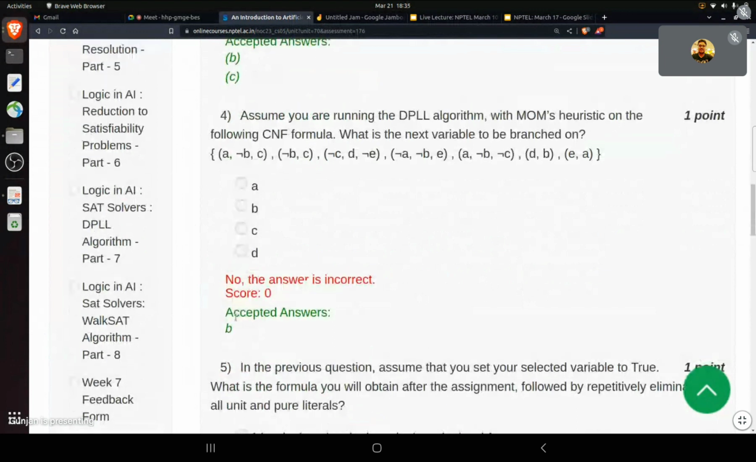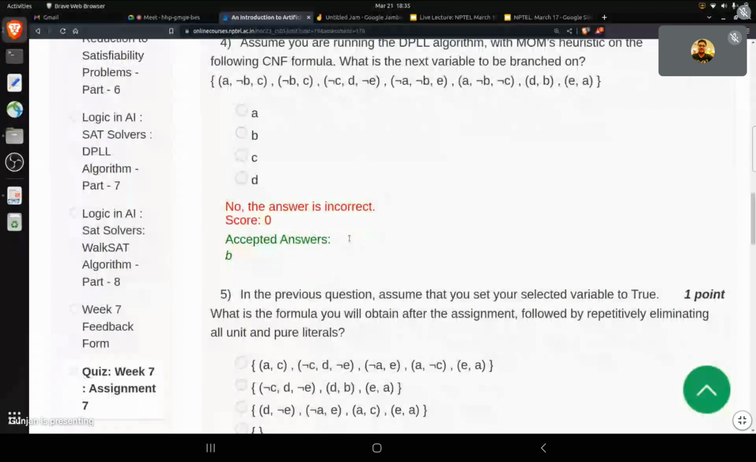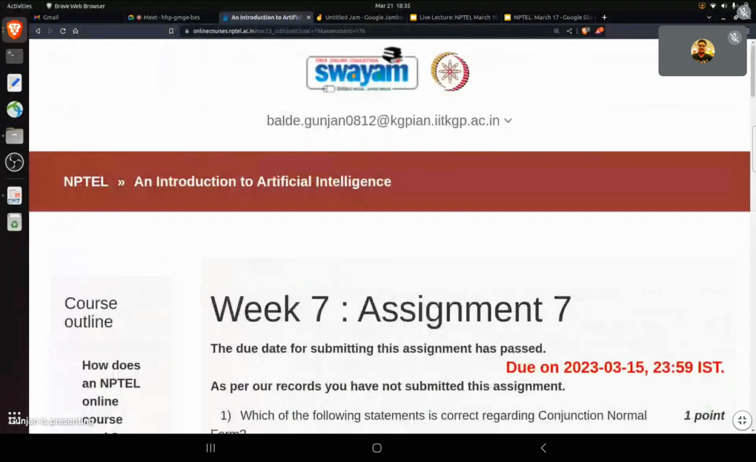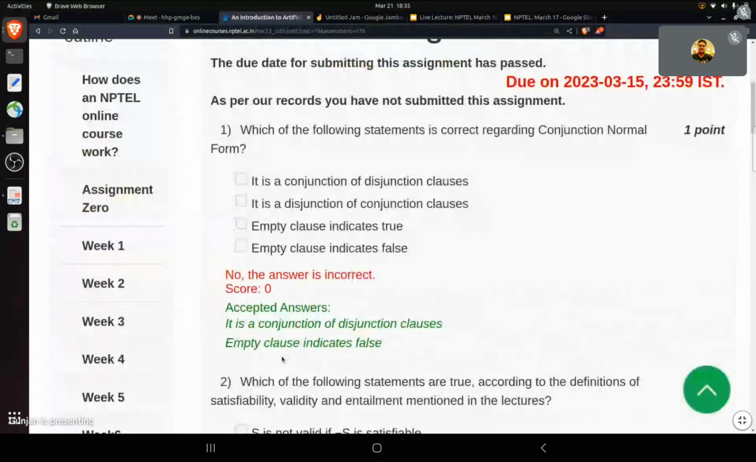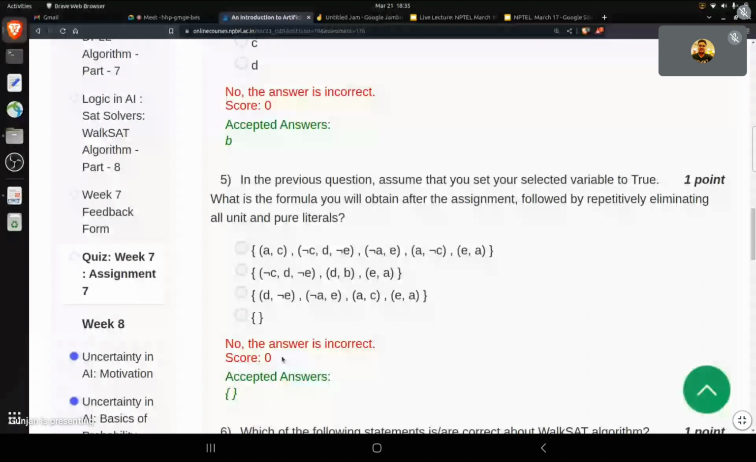Now it is saying that if you set your selected variable to true, what is the formula you will obtain. Sir, I have a doubt in the first and second question. First and second question, okay. Can we just do that after this question, if you don't mind? Okay, sir.